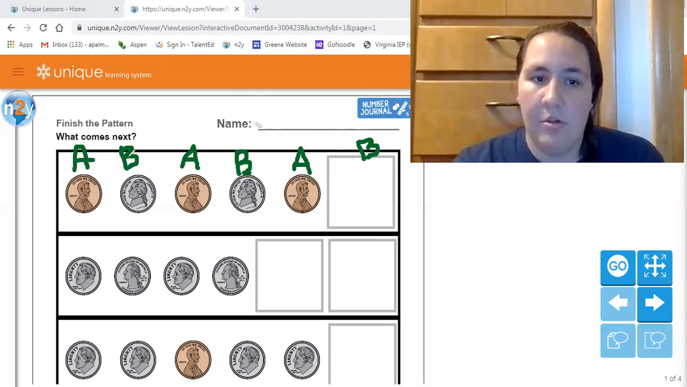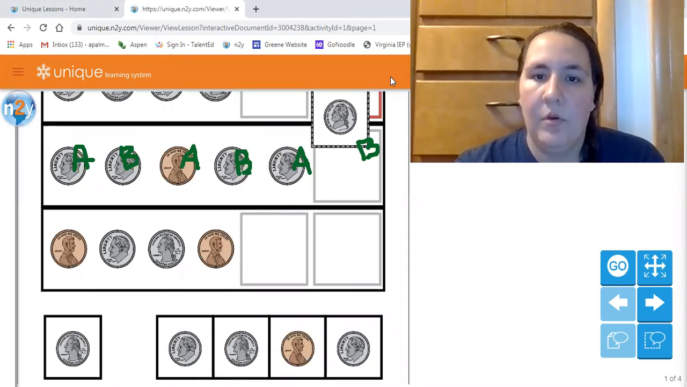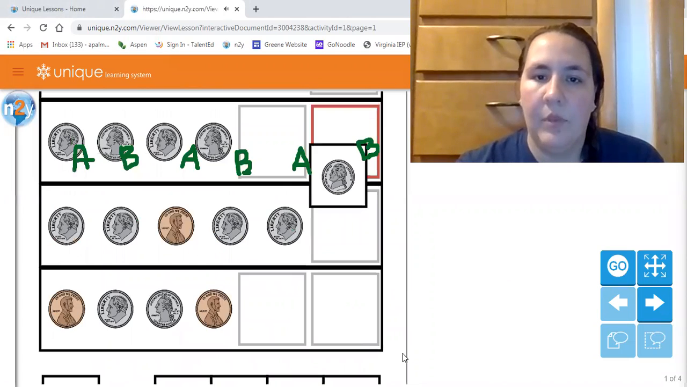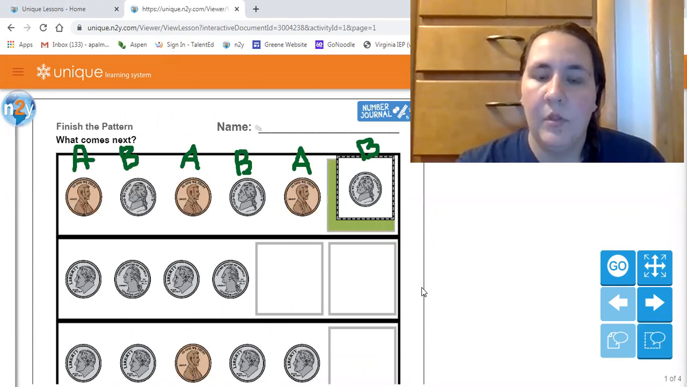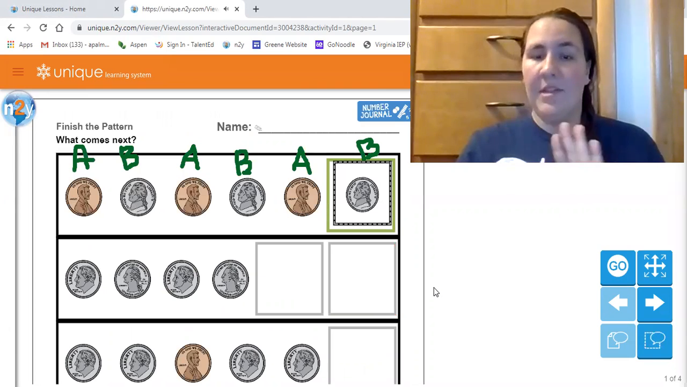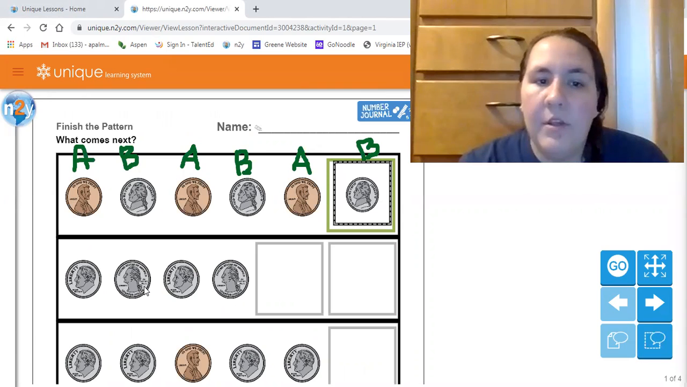So I look at my shape for the B and what coin is this for B? Very good. Yeah, it's a nickel. So if I needed to guess what came next, I could move my nickel all the way up to the top. Okay. So the first kind of pattern we have is A-B, where the letters are just switching between A and B, okay?